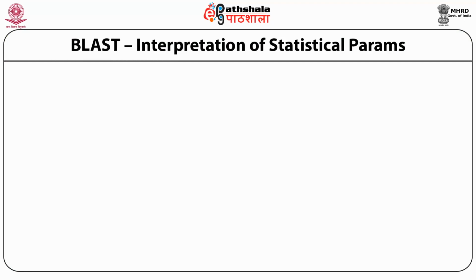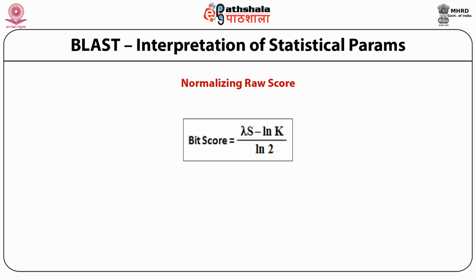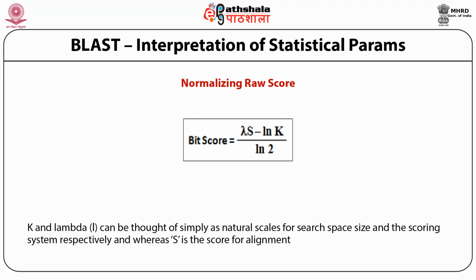BLAST interpretation of statistical parameters includes interpretation of bit scores. BLAST normalizes the raw score of the alignment to bit score using the formula shown in the box. Parameters K and lambda can be thought of simply as natural scales for the alignment search space size and the scoring system respectively. And S is the raw score for the alignment achieved during dynamic programming using a specific scoring matrix and gap penalties. The higher the bit score, the more significant the alignment.